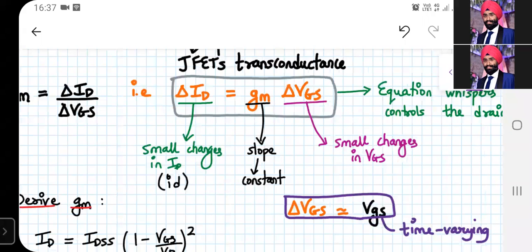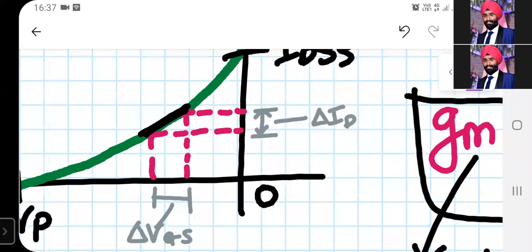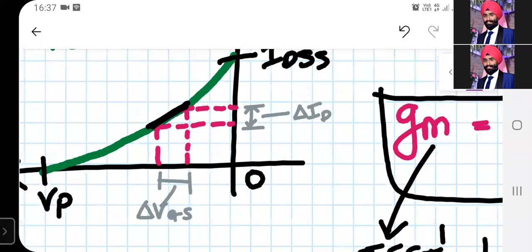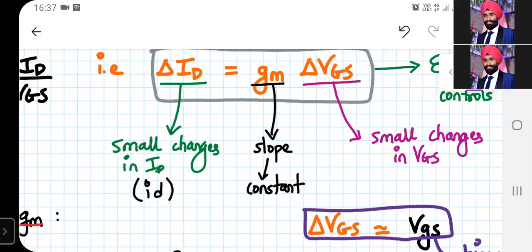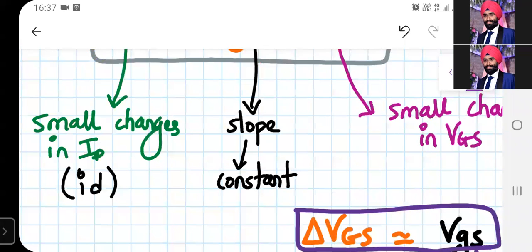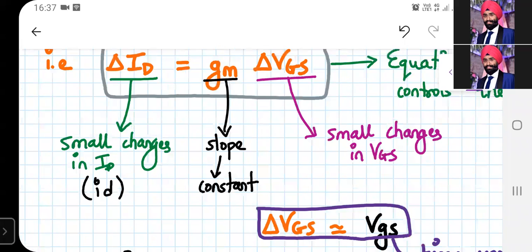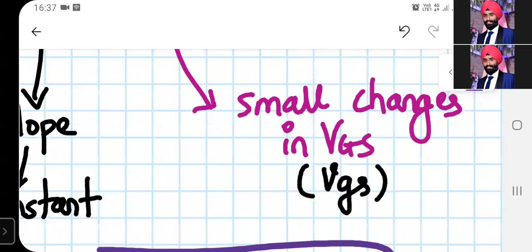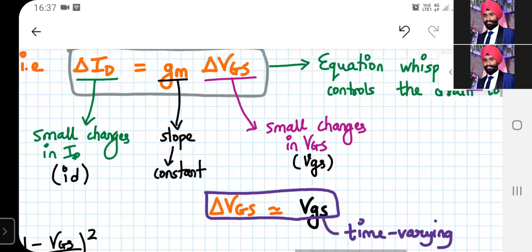You see, this black color line is almost like a straight line approximation of this exponential curve. That's why we are writing it as a slope. We have the slope of a constant line, not of an exponential curve. Otherwise, that would be called a tangent. So this is the slope, which is a constant, and delta VGS is the small changes in VGS, which we denote by an AC quantity, small vgs. Delta VGS means small variations in VGS, which is a time varying quantity.